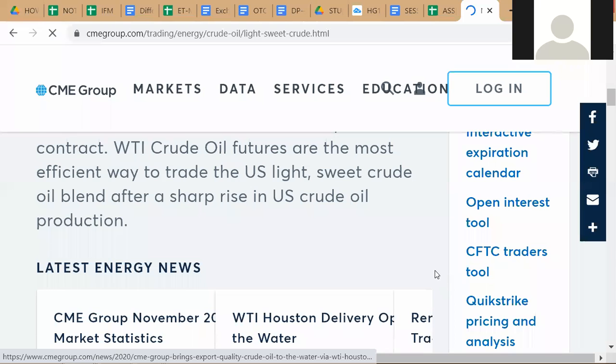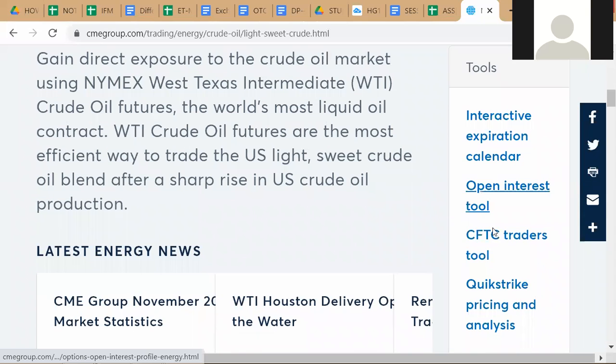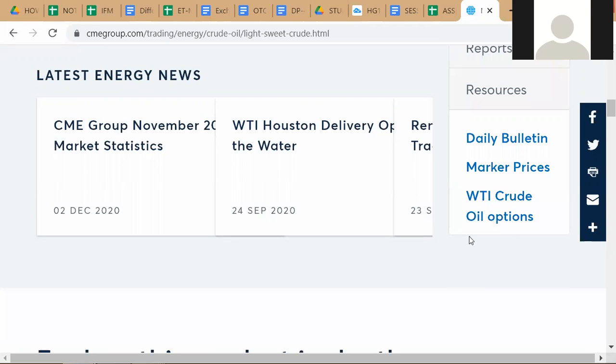You can set up your own ID, create a login, and you can learn a lot here. You'll see some videos, and you'll see some discussion on fundamental aspects here, articles and reports, resources. You can follow this stuff.